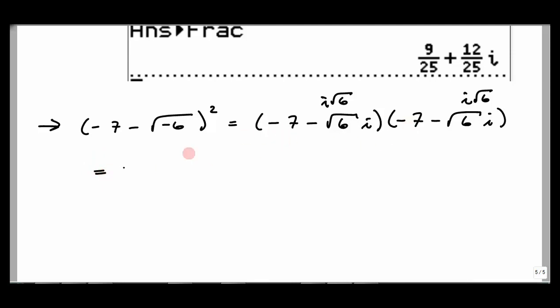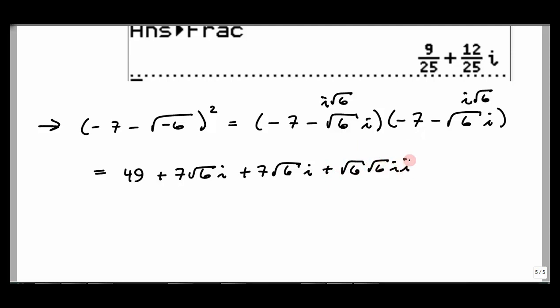Negative 7 times negative 7 is 49. My outside would be a negative times a negative, which would be a positive 7 square roots of 6i. My insides would be a negative times a negative, which would be a positive 7 square roots of 6i. And again, be careful, this i is not under that radical. And then a negative times a negative would be a positive root 6 i times i. And of course we can simplify this.